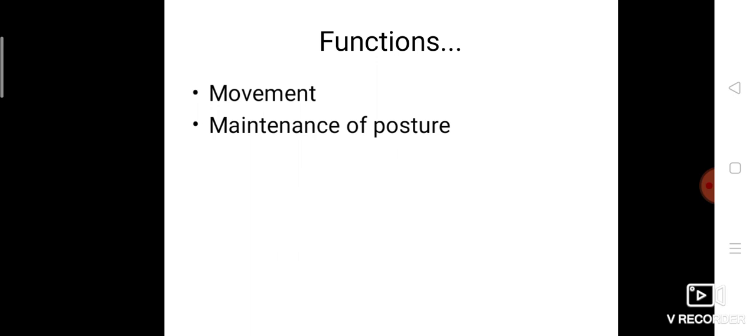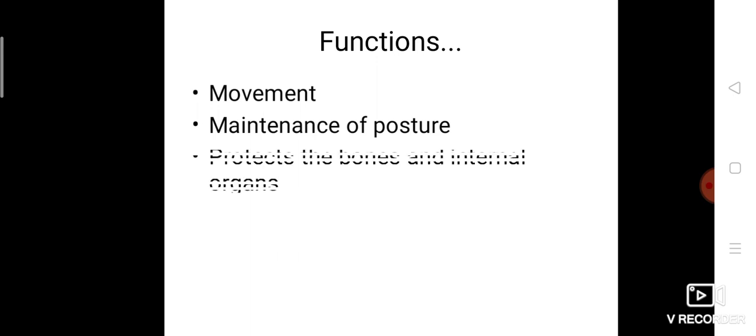Maintenance of posture. How we sit and how we stand is called posture. So that is also made up of what? Muscles. If you want to touch your leg, what do you have to do? You have to bend, isn't it? That is also because of muscles. Okay, so maintenance of posture.